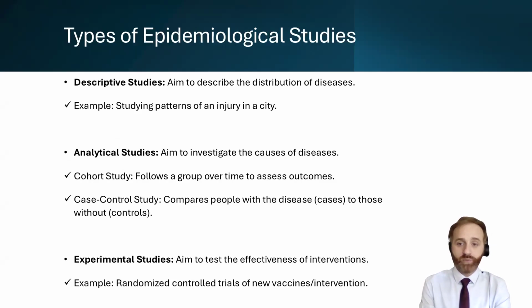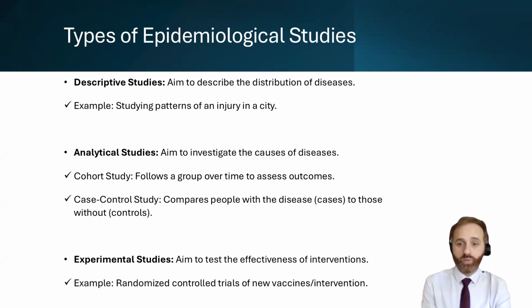So now we understand the application and the core concept of epidemiology, but what are the specific types of epidemiological studies? We have covered this last week when we discussed the different types of quantitative study design, but in general, there are three main types of epidemiological studies. The first one is descriptive studies, which aim to describe the distribution of diseases.